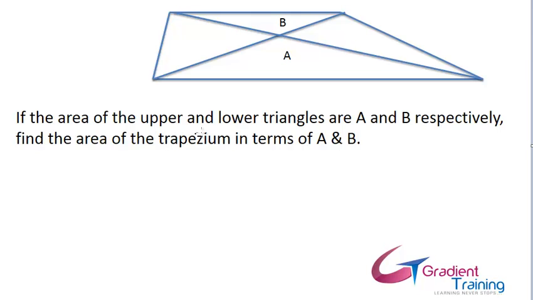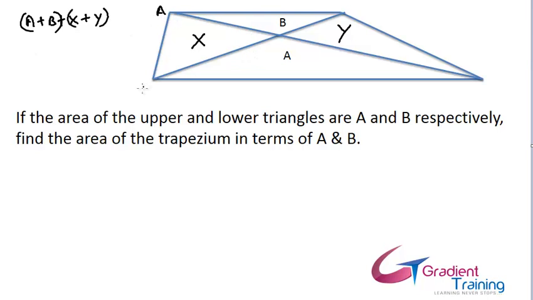If the area of the upper and lower triangles are A and B, in this figure A is the area of the lower triangle and B is the area of the upper triangle. Find the area of the trapezium in terms of A and B. So that means we have to find the area of the entire trapezium. Let's say the area of this part is X and the area of this part is Y. So we have to find A plus B plus X plus Y, and X plus Y we have to find in terms of A and B because these are the two values that are given in the question.